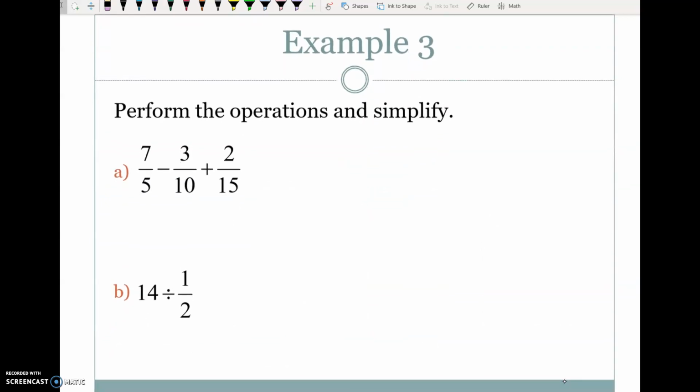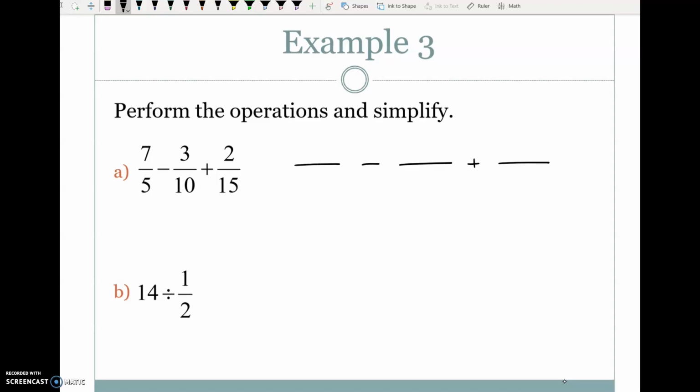Okay, this is just combining some of the things we've already done. So the first thing I notice in example 3A is that I do not have a common denominator. I see addition and subtraction and not a common denominator. So the first thing we need to do is get a common denominator. And I need to think about what I want that common denominator to be.